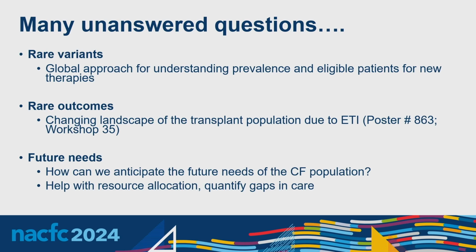And I use the example up here of the changing landscape of transplant population after ETI, and that is also a poster and being mentioned in a workshop at the conference. But we know the landscape of CF patients is changing. And the people who are transplanted now after ETI is available are looking like a very different group of individuals. And in one country, it's hard to really look at that because the numbers have decreased so much. In Canada last year, in 2022, there were 7 transplants in the entire country. So it's very hard to do research when you have 7 patients.